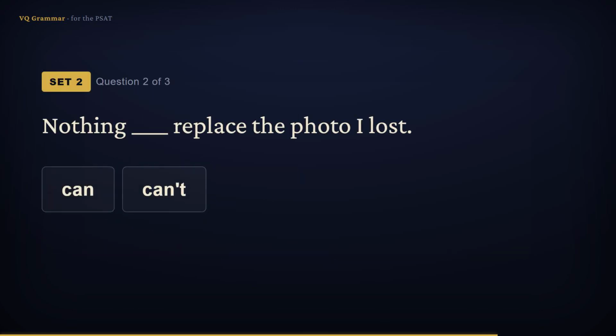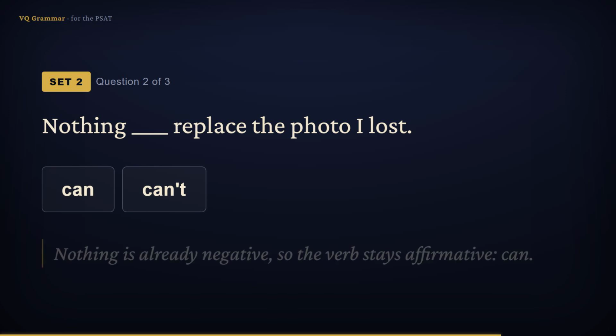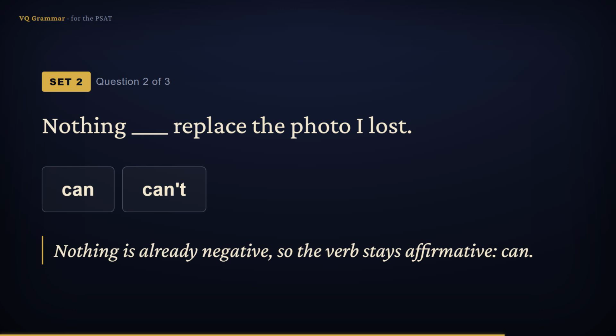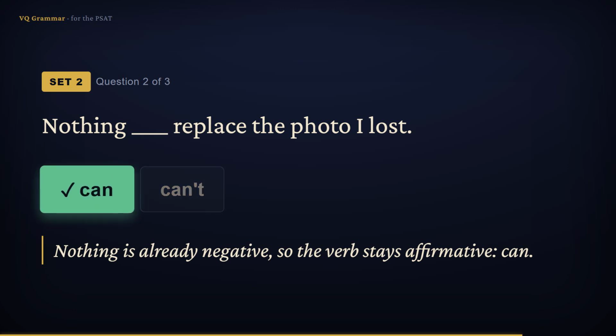Nothing blank replaced the photo I lost. Look at the start. Nothing is already a negative word, so the verb has to stay positive. Can't would add a second negative. Can keeps it to one, so the answer is can.